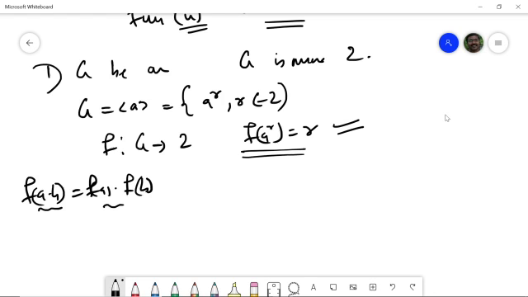So we have got the structure preserving condition here. This is basically the meaning of homomorphism. Therefore, this is a homomorphism. Now, as before, we'll prove that this is also an isomorphism.